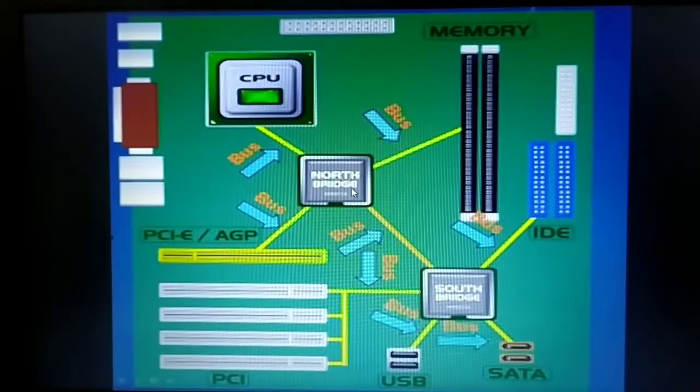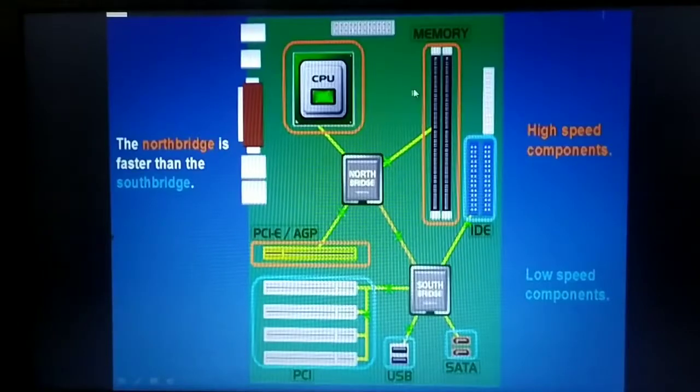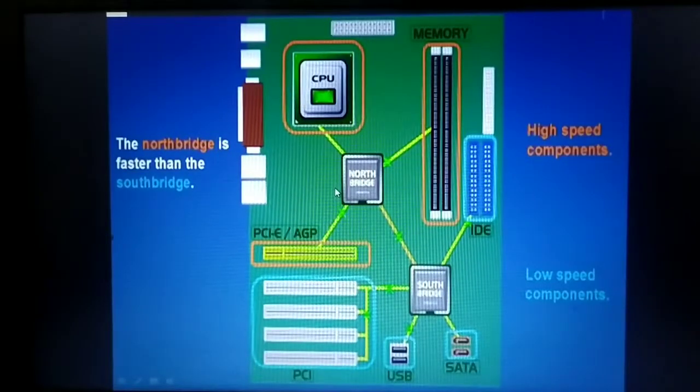The north bridge is mainly responsible for controlling the high speed components like the CPU, RAM, and the video card. Why do we refer to these as high speed? The north bridge is faster than the south bridge and usually handles the high speed components. Why do we call the CPU, memory, and PCI AGP high speed components? Because they are extensively used by the computer for computation purposes.